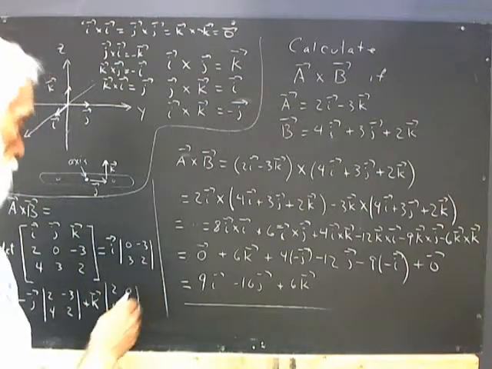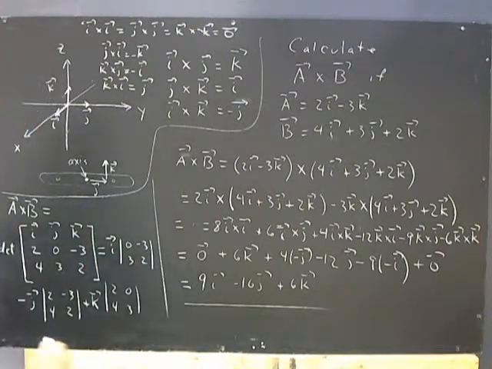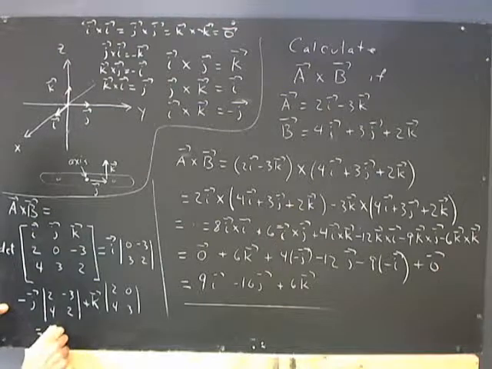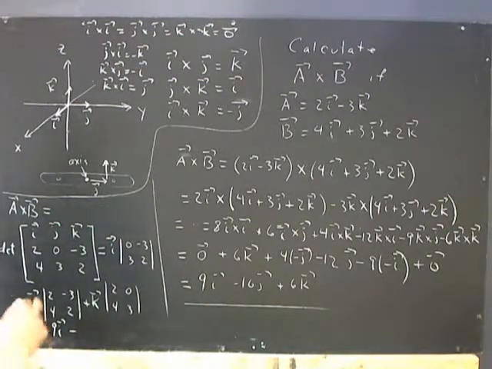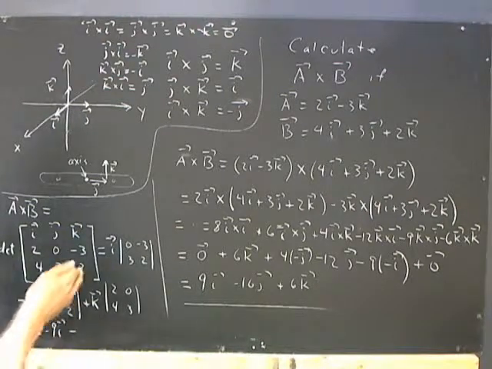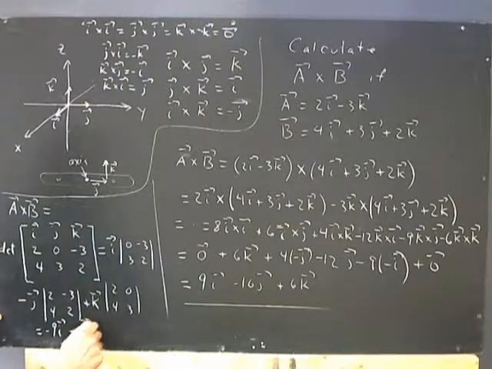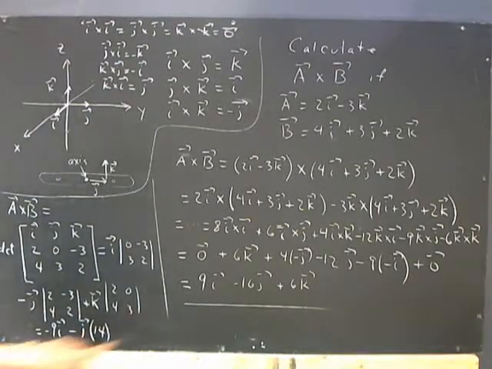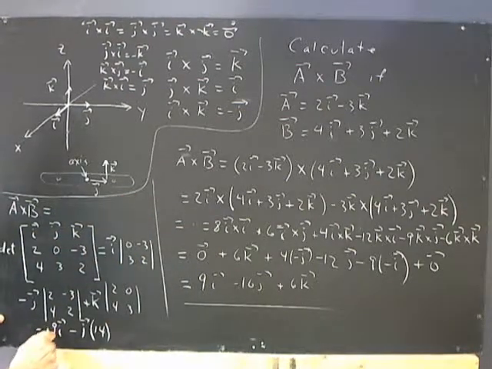So it's just 0 times 2 minus negative 3 times 3 gives us minus negative 9. So that gives us positive 9i. Make sure I'm still visible here, okay. And then minus this determinant: 2 times 2 is 4, negative 3 times 4 is negative 12, 4 minus negative 12 is 14. So that's minus j times 14.